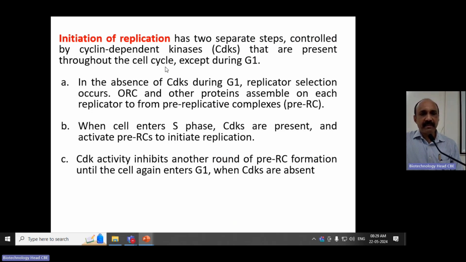So what this means is, in the absence of CDK, first the replicative complexes are formed. After the complexes are formed, the CDKs come and attach and then take up the initiation of replication. After both replication forks come in contact with each other, this CDK activity inhibits another round before going into another round of replication. Then the cell again enters the G1 phase, the CDKs will again be absent, and this cycle goes on.